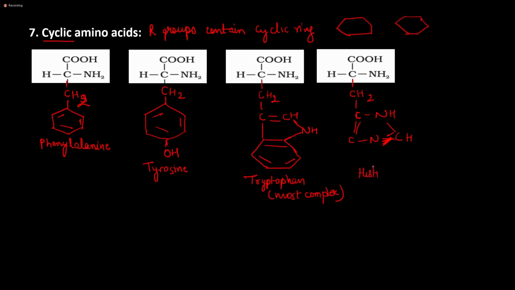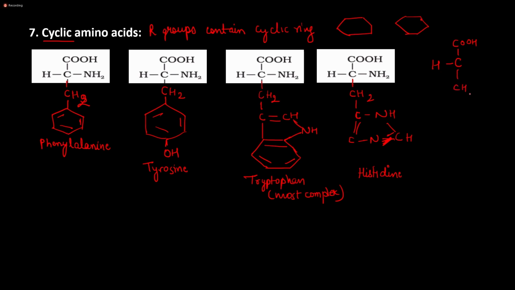So histidine, we know, is positively charged, or you can say a basic amino acid, and it also comes under cyclic amino acids. Apart from this, we have one more cyclic amino acid that is called proline. But the structure of proline is quite different as compared to all the 19 other amino acids. How it is different, you will see.